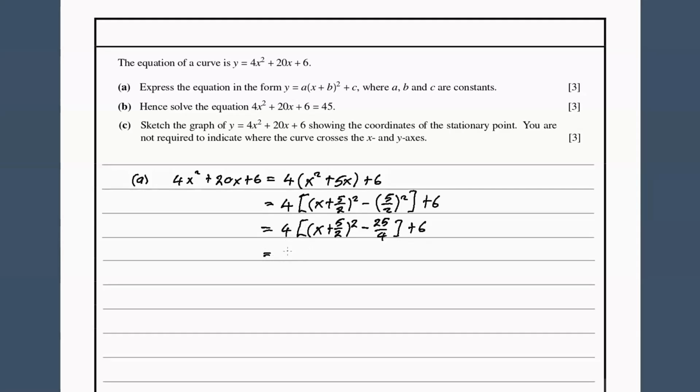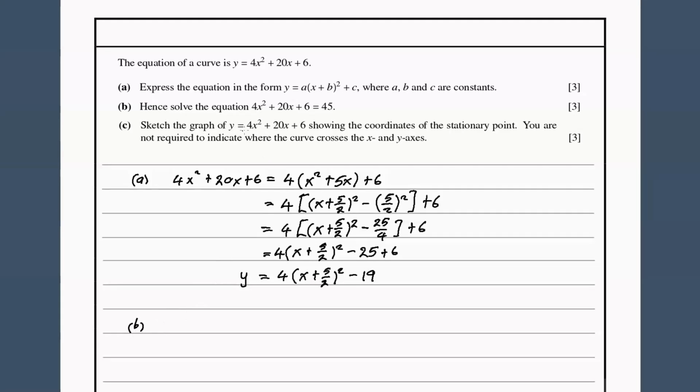Now multiplying 4 into the bracket, we'll be having 4 of x plus 5 over 2, close bracket squared, sorry, there's a 4 here, and it's minus 4 times this, that will be minus 25, and it's plus 6. Okay, so we have 4 of x plus 5 over 2, close bracket squared, and it's minus 25 plus 6 is minus 19. So this is what we have. So this is y, like this, as they want. Let's go on to part B.